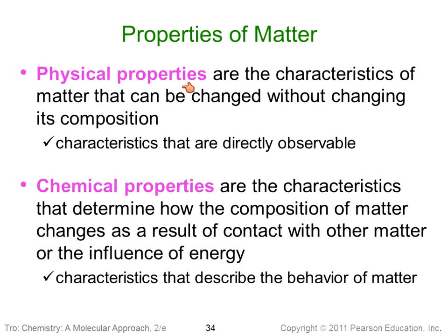And so we can talk about what are called physical and chemical properties. Physical properties are properties that change, but we have no change in the composition. Chemical properties, we do have a change in composition.